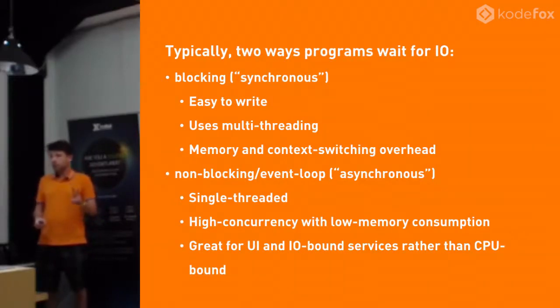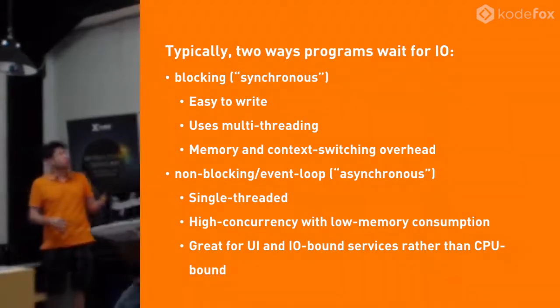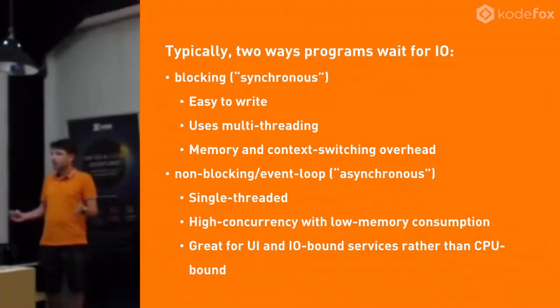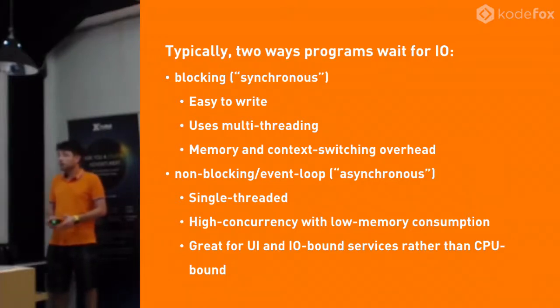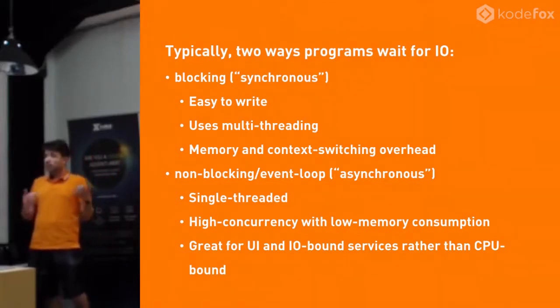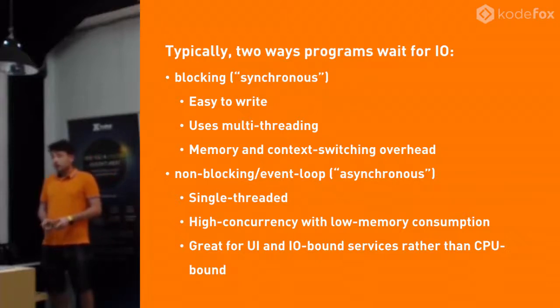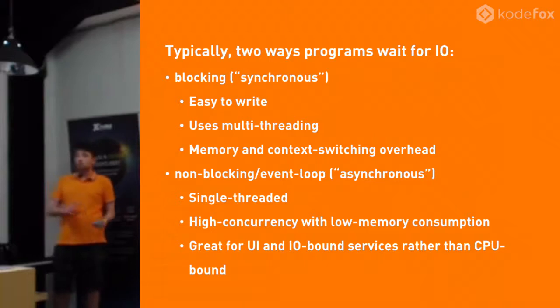There are typically two ways for a program to do those kinds of tasks. To do I/O specifically, we have the blocking or synchronous style, which is easy to write. It's what PHP and Ruby and Python and most web, especially server-side, technologies are doing: synchronous or blocking I/O, right? In order for that to work, we need multi-threading, because if we stop one thread, we need another thread to be able to continue to serve user requests, right? It's easy to write because you write everything sequentially. However, there's a memory overhead to that because every thread requires memory, and there's context switching.